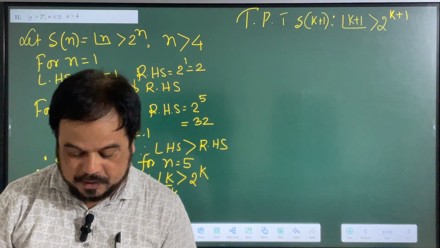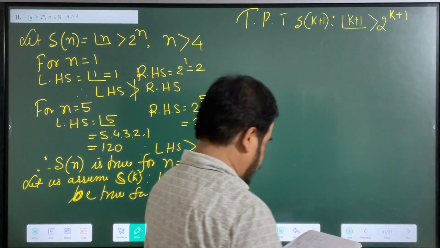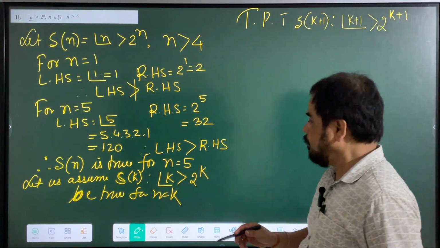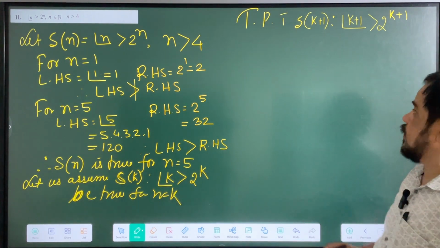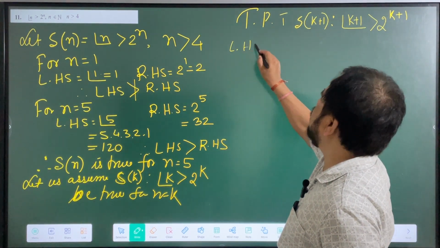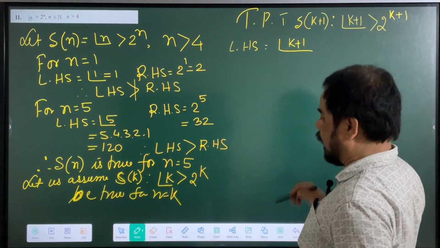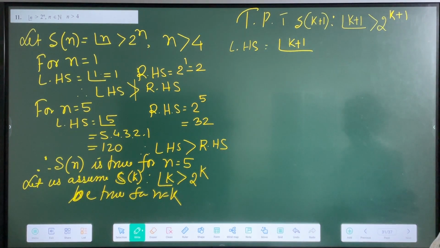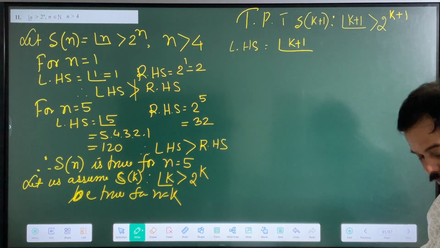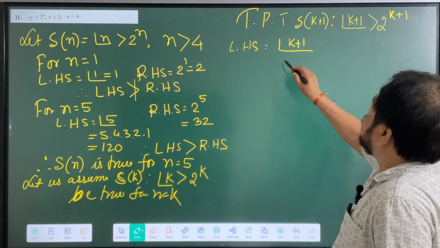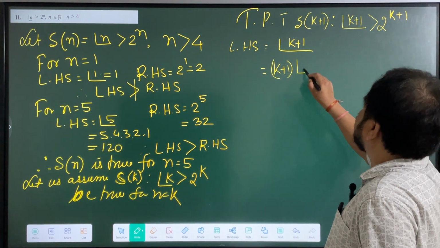So there are two processes to do this sum, and I will show you both. First, let us do it from the LHS. What is the LHS? Factorial K plus 1. This factorial K plus 1 we can write as K plus 1 into factorial K.